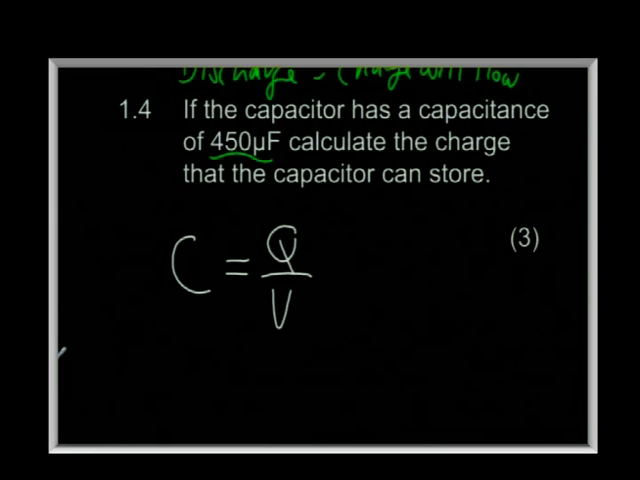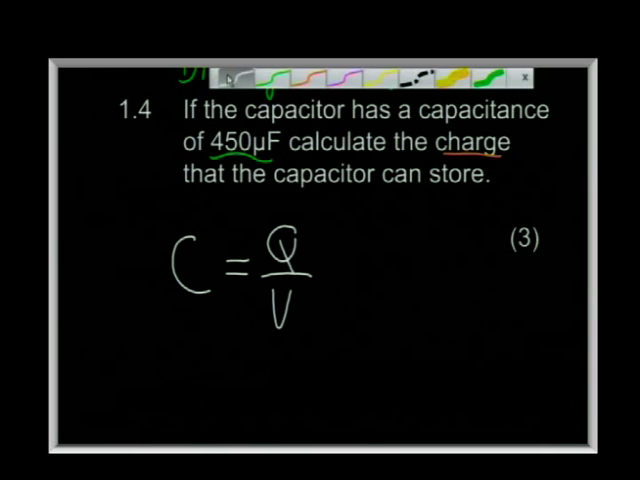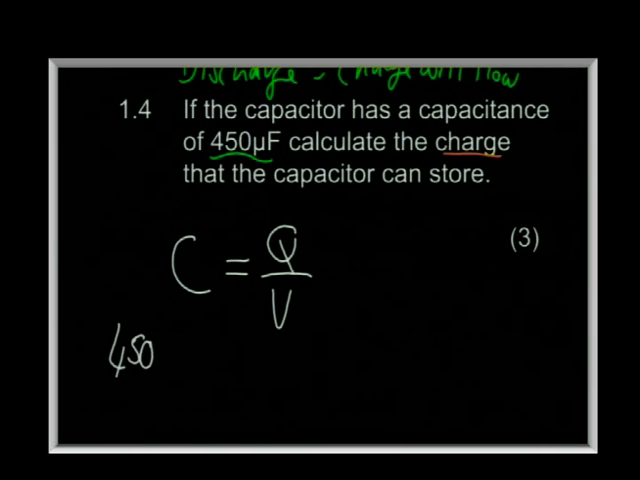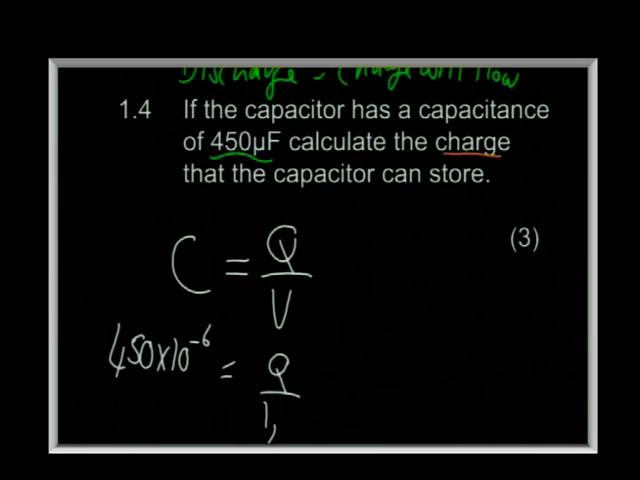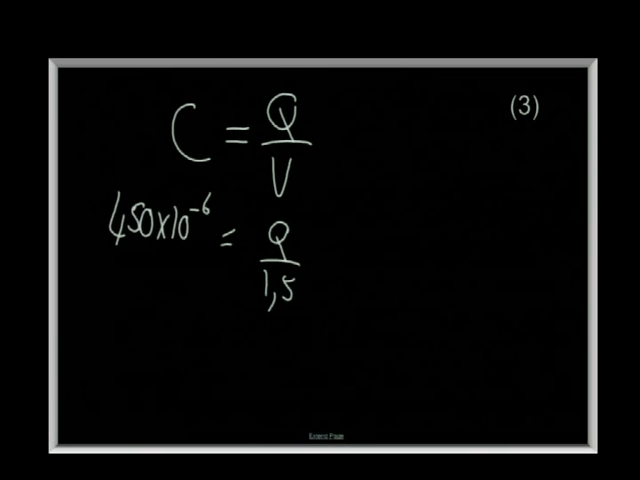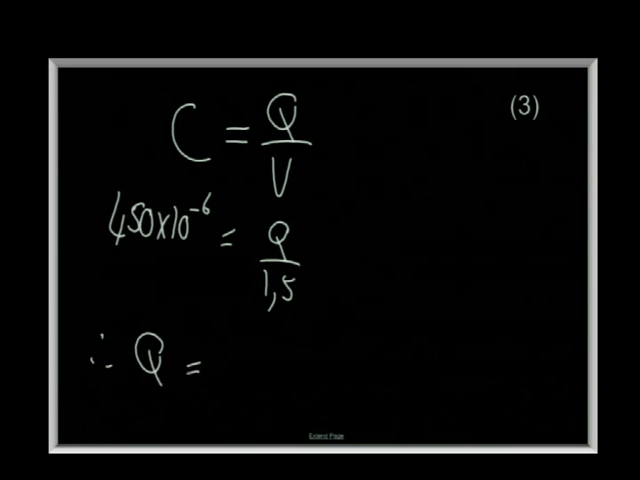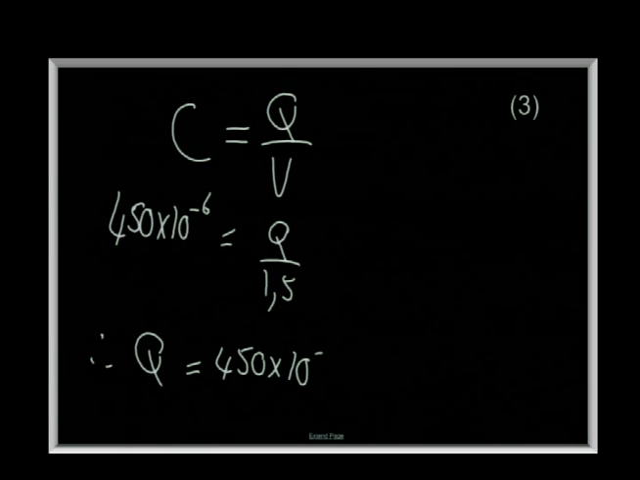We want to find the charge. So we want to find Q. We know that we've got 450 microfarads. 450 times 10 to the minus 6 is equal to Q divided by 1,5. So what are we going to do? Let's plug it into the calculator. We're going to see that you get Q is equal to 450 times 10 to the minus 6 times 1,5.